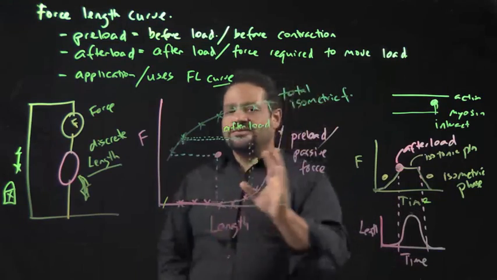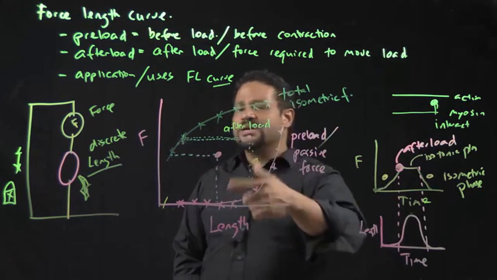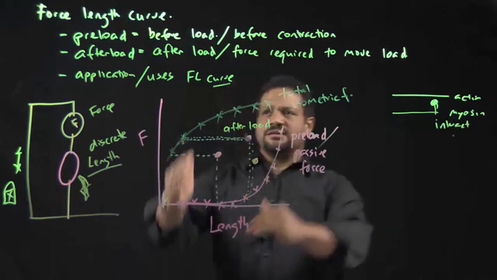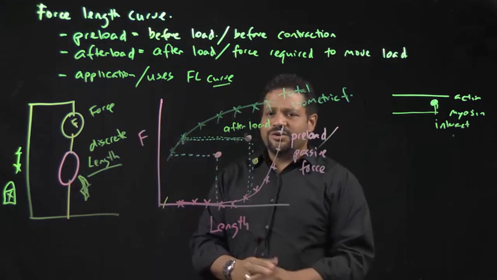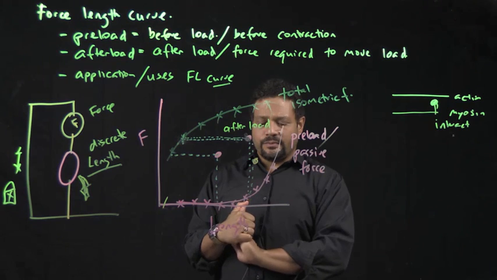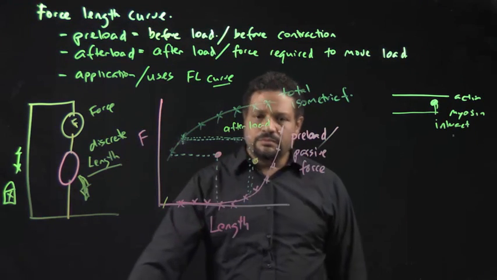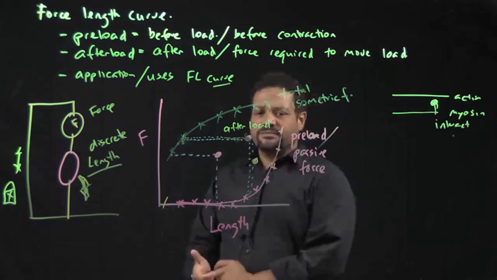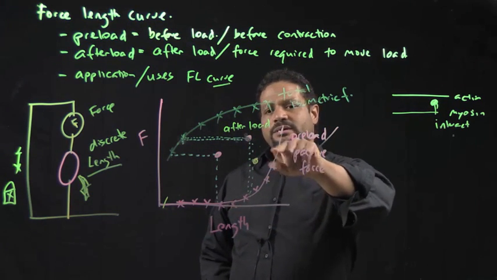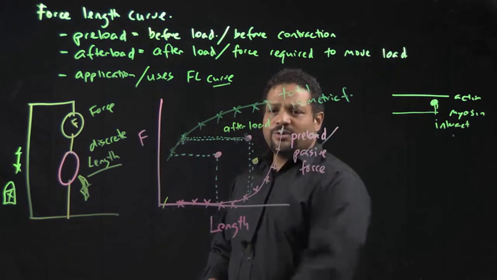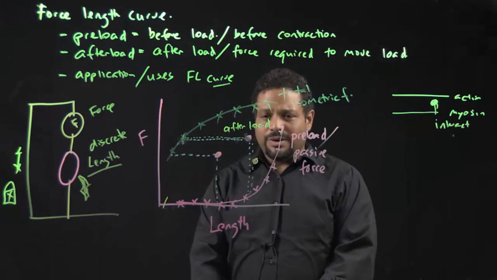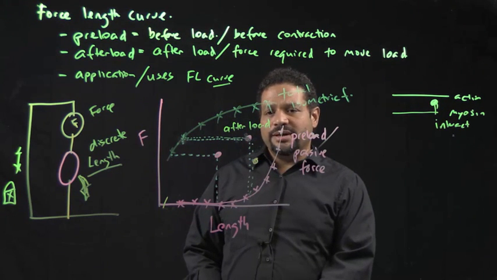There's another thing that is very, very important, okay, that you can use to infer from this graph. So within this force length curve, there's something that you can infer from this graph. And it's very important. What you can see is that as you increase the preload, the amount of active force required to move a load is less. So I will just clean the board and draw it more neatly.